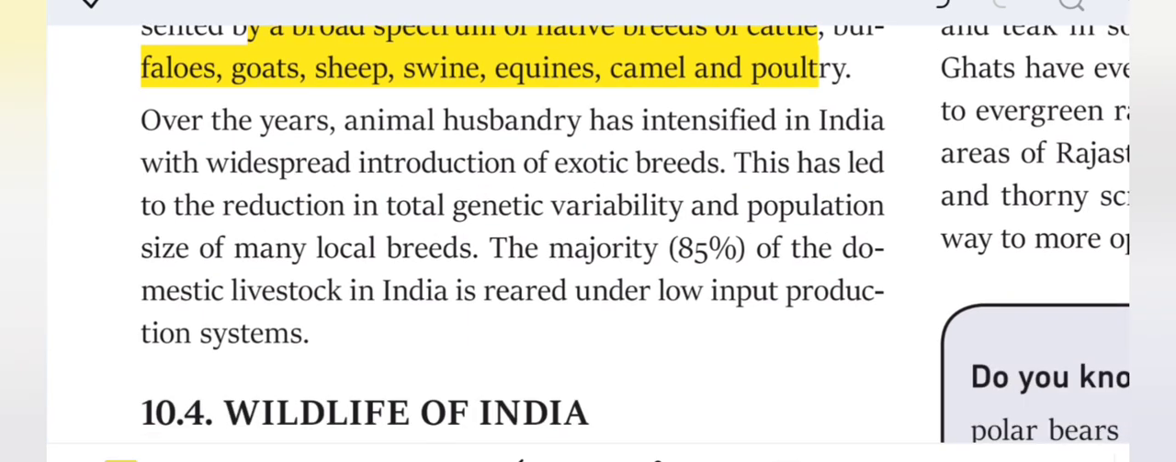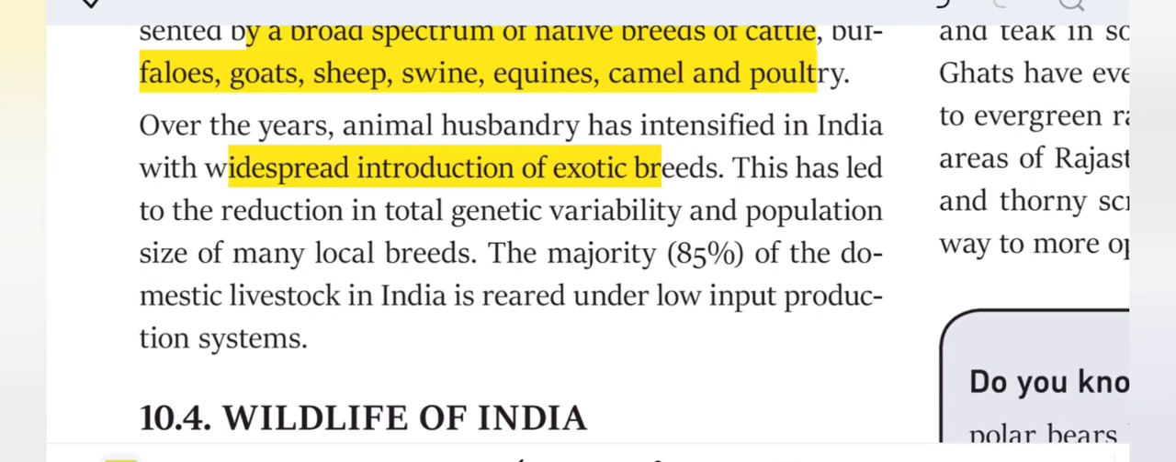Over the years, animal husbandry has intensified in India with widespread introduction of exotic breeds. This has led to reduction in total genetic variability and population size of many local breeds. The majority, that is 85% of domestic livestock in India, is reared under low input production system.